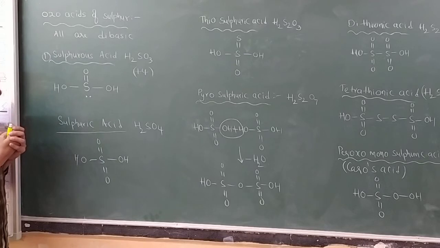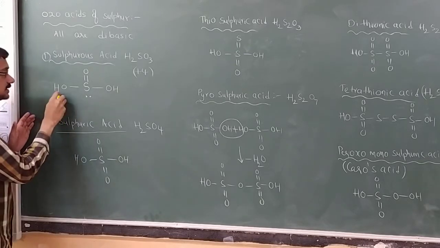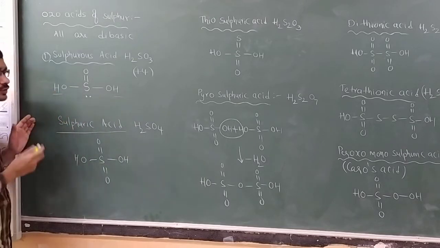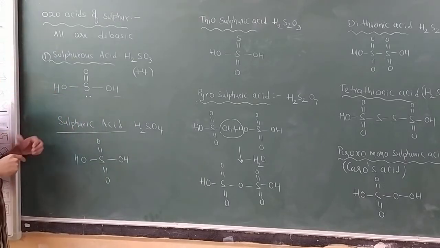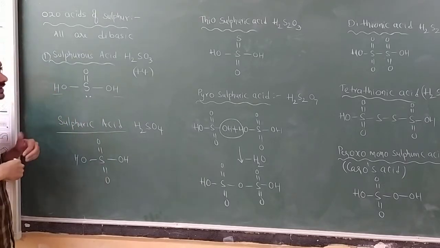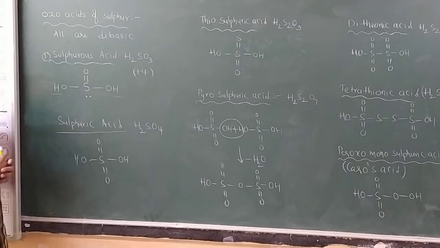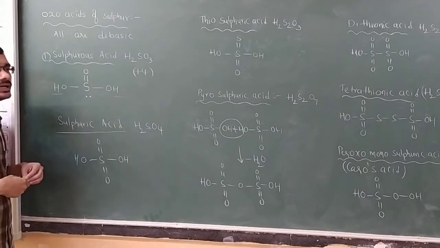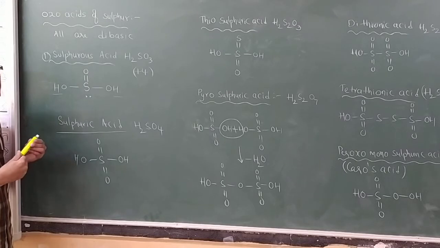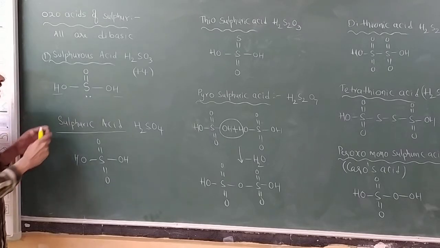See how to write here. Dibasic means they can release 2 protons. Therefore, they are dibasic acids. Actually, they react with 2 moles of base. That is the reason they are called dibasic. Dibasic is nothing but reacting with 2 moles of base. So this is the structure.